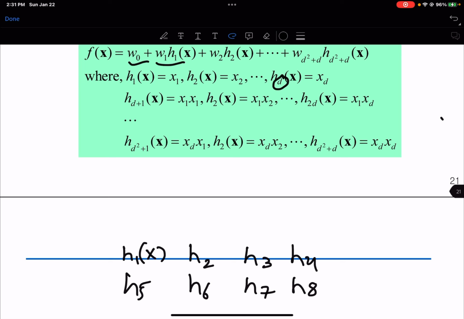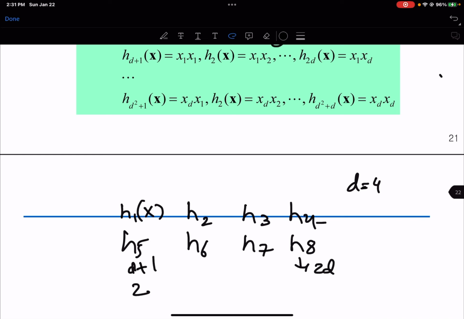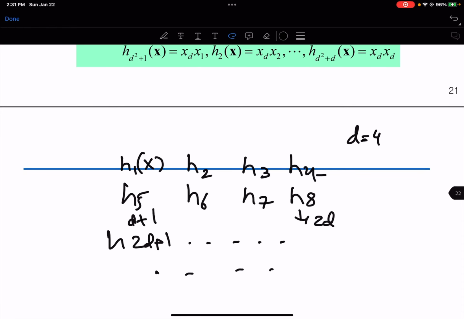So from hd, for example, d equal to 4, we have d variables, so we have d equations, we know that. So d is 4, so this one is d plus 1, and the second will have 2d, then 2d plus 1, h2d plus 1, and finally what we will end up is d square plus d. So the last variable we will have in the system of equations will be h of 20.